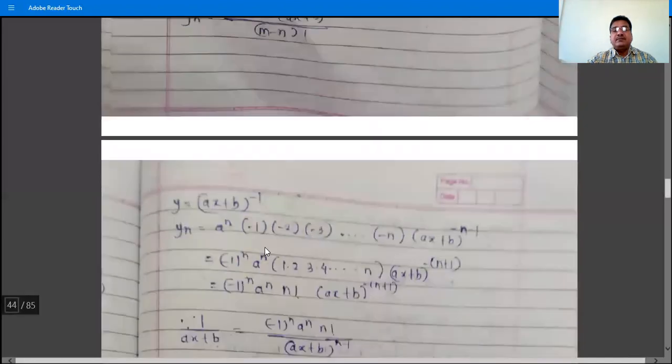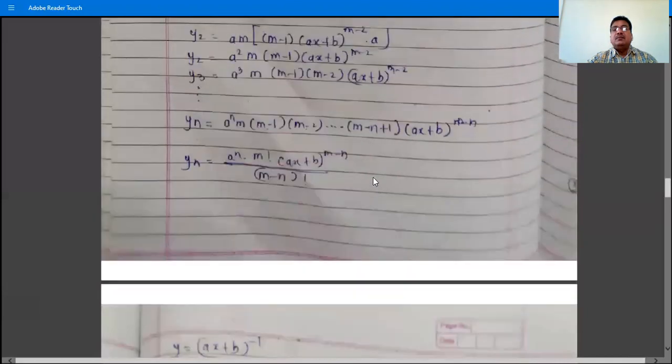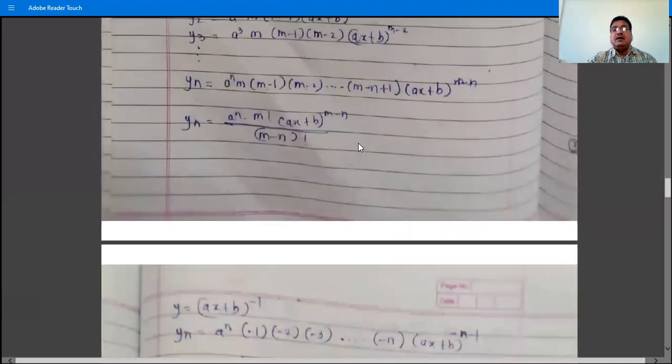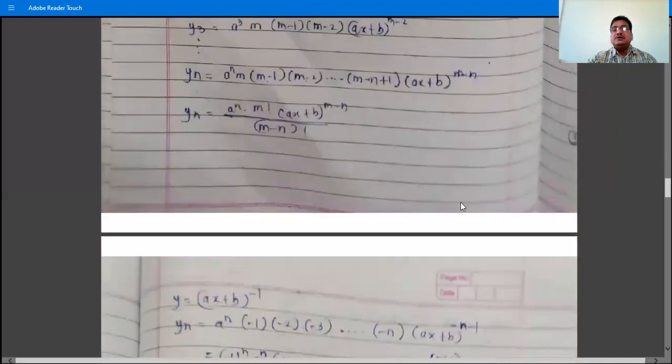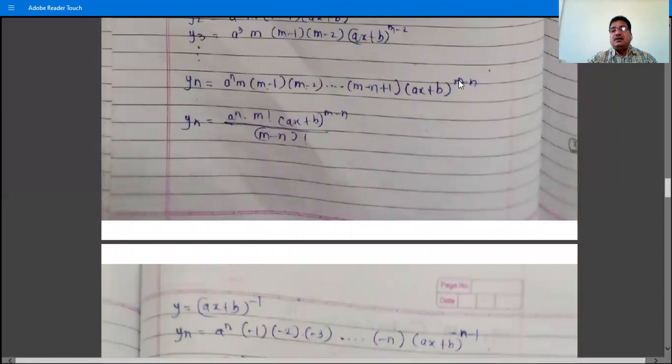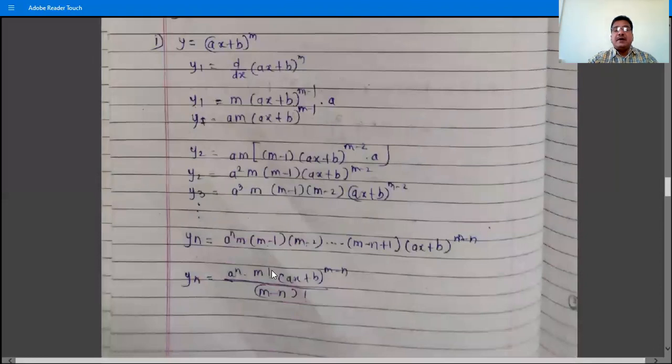So we have a raised to n. Here just substitute m as minus 1: minus 1 into minus 2 into minus 3 into ... up to m minus n plus 1. Substituting m as minus 1, minus 1 minus n plus 1 becomes minus n. So we have the last term minus n, and (ax plus b) raised to minus 1 minus n.